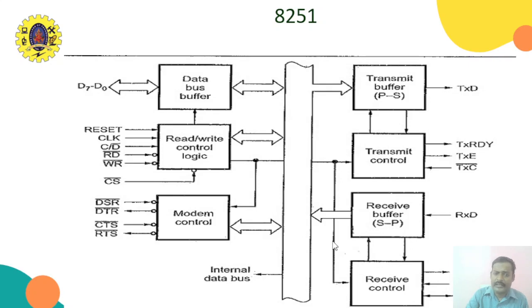Whenever you are interfacing one microprocessor with another microprocessor, this TXD pin will be connected to the other system's RXD pin, and the other system's TXD pin will be connected to this system's RXD pin. So these two will be cross connected, because whatever data you transmit from this side will go to the receiver side of the other system, and whatever data is transmitted there will come to this receiver side.